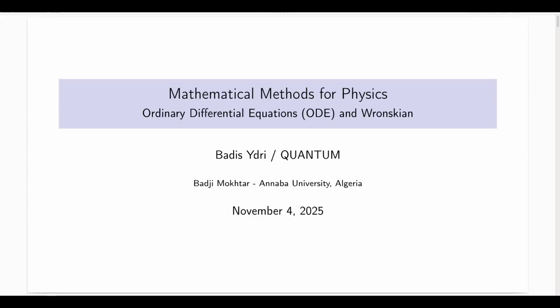This lecture introduces linear second-order ODEs on a fixed interval, emphasizing solutions, boundary conditions, and eigenvalue problems. We develop the concept of linear independence via the Wronskian, show why only two independent solutions exist, and use the Wronskian to construct a second solution.